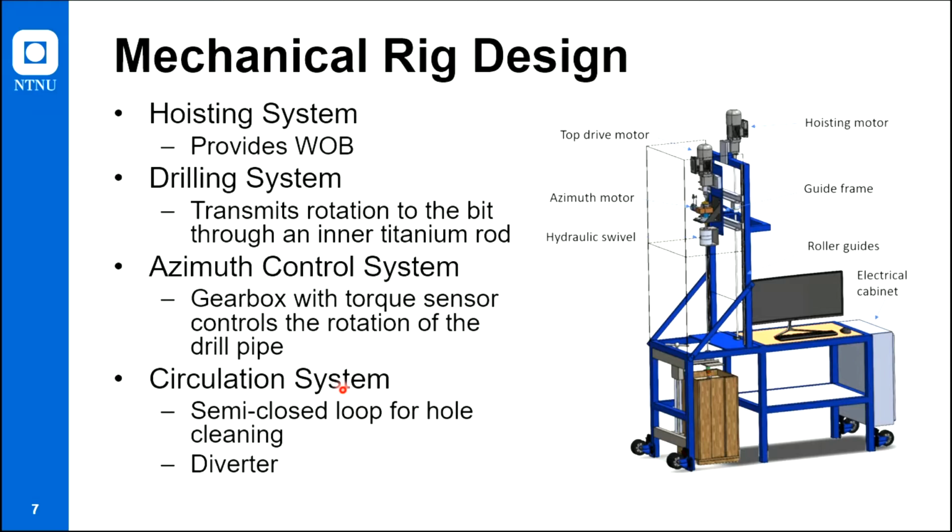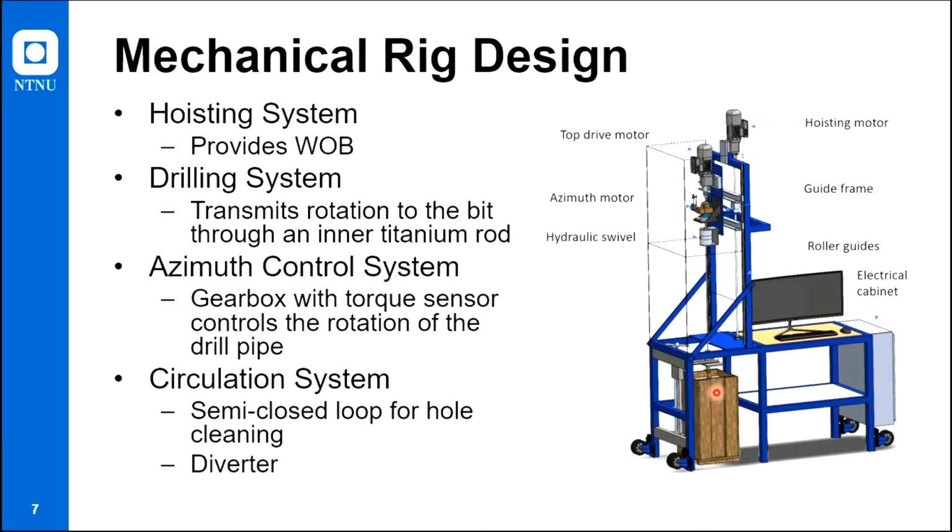Finally, we have the circulation system, which is a semi-closed loop for hole cleaning. The circulation system is composed of a hose, which is connected to the hydraulic swivel, which avoids the water going all the way up to the drilling equipment and forces it to go down through the drill pipe, all the way through the BHA, and finally exiting through the drill bit nozzles.